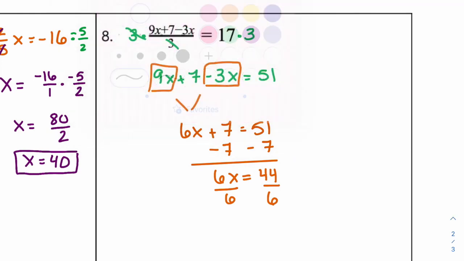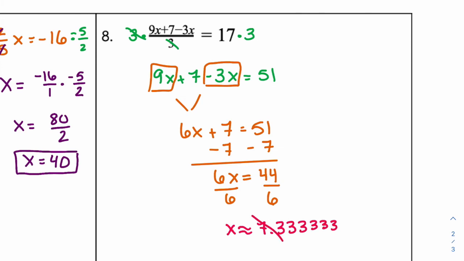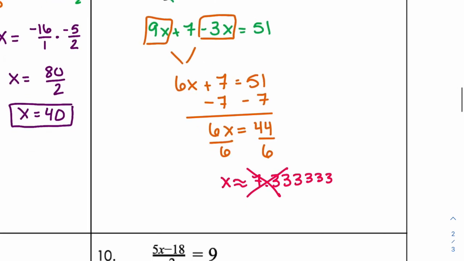So in this case, if I try to divide this, I get a repeating decimal. And what you get is 7.33333. I don't like this. Don't do that. And don't round it either. Don't say it's 7.3 because that's not correct. So we're going to simplify this fraction. Both of these divide by 2. So we're going to say x equals 22 over 3. And that's your final answer. Leave it in fraction form. Don't give me a repeating decimal.